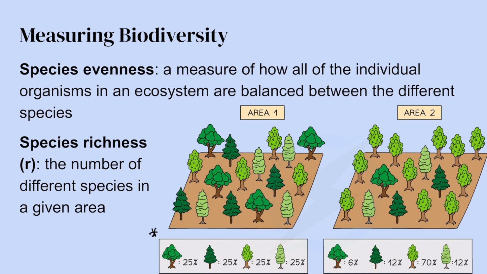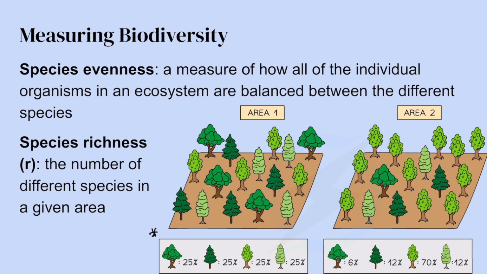On the other hand, Area 2 has a wide variety, but it's dominated by this one plant that makes up 70% of those living organisms. Species richness, on the other hand, is just the number of different species in a given area. Between Area 1 and Area 2, their species richness is equal because they both have 4 different species of trees.